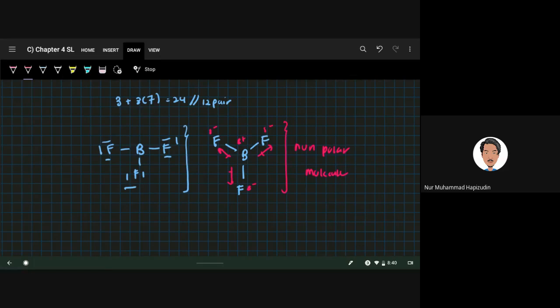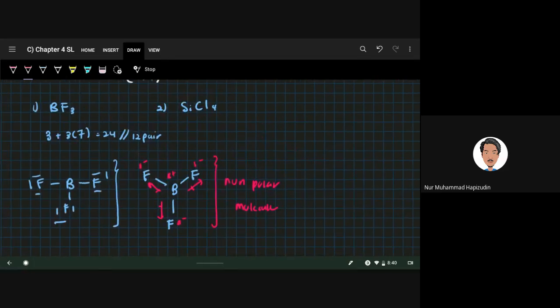Okay. Second, silicon chloride. Silicon group apa? Silicon, ingat tak? Saya rasa 14 sir. 14, bawah carbon. Okay, kalau Group 14, so 4 valence electrons. Kira dia punya valence electron. Okay, 7 times 4 plus 4, 32, or 16 pairs. Right.